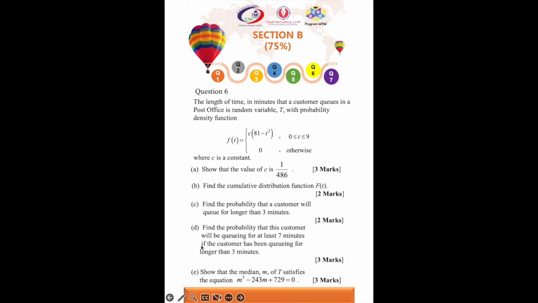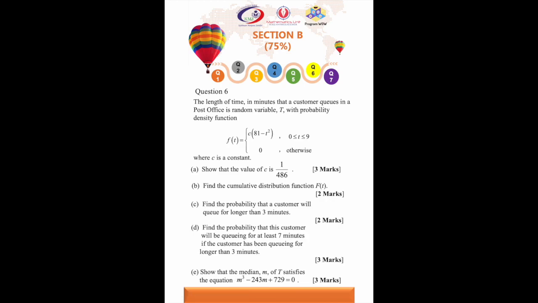If you remember, anything with "if given" is conditional probability. So we have a condition greater or equal to 7, given meaning palang, the customer had been queuing for longer than 3 minutes. So greater or equal to 7, given greater than 3. And then we need to show the median satisfies this expression, this equation.